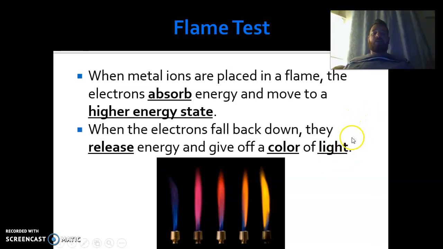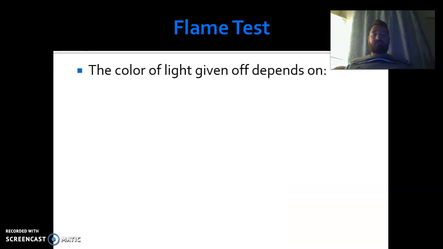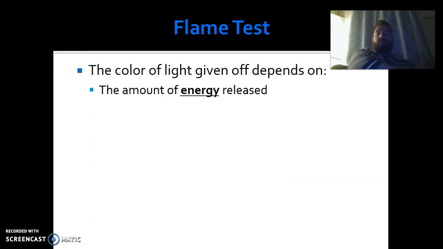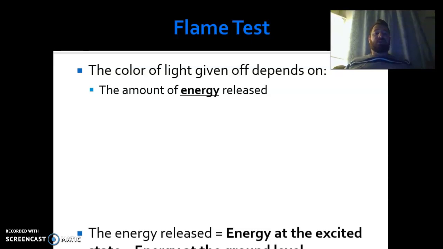Okay, so when metal ions are placed in a flame, the electrons absorb energy and move to a higher energy state. And then, again, almost simultaneously, these electrons will fall back down and release energy, giving off color and light. All right, so the color of our light depends on, right, the amount of energy released. So how far down are we jumping energy level wise? Are we jumping from energy level 2 to energy level 1? Or are we jumping from energy level 4 to energy level 2? Right? Different jump downs are going to release different colors.